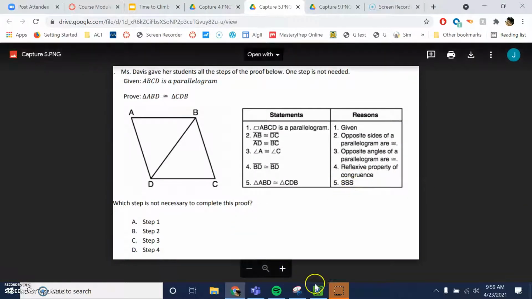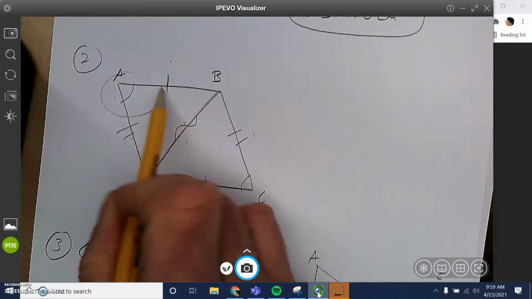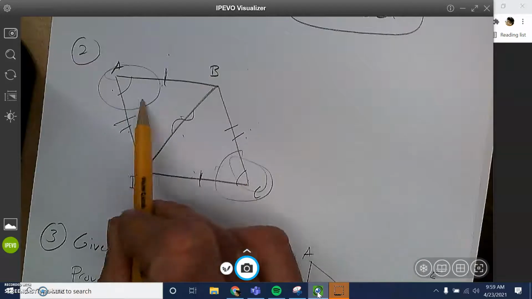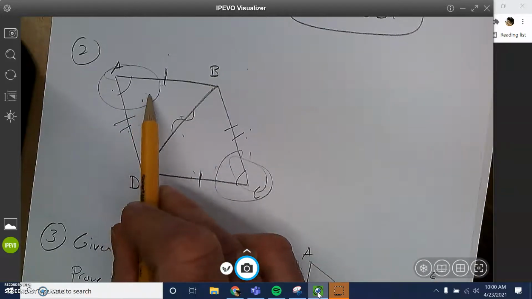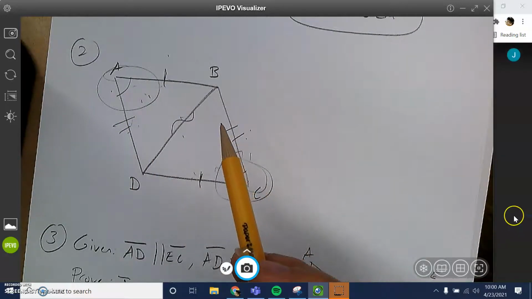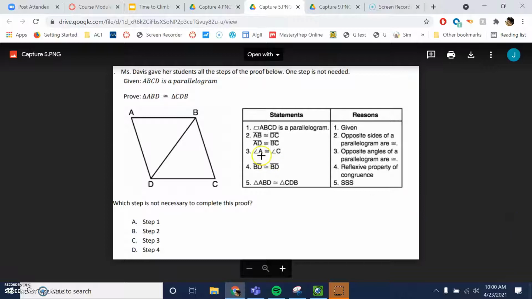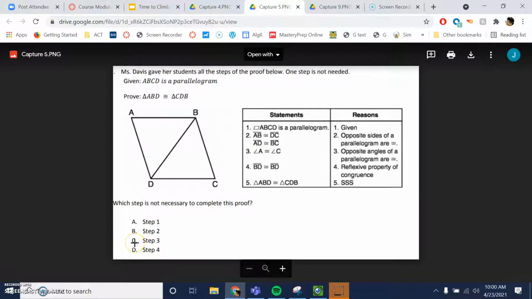So what do you not need in this picture? Side. We don't need this angle stuff. That was not necessary because all we're doing is proving side. We don't need this angle because we have side, angle, side. If it said side, angle, side, that'd be good, but it doesn't. It just says side. So step 3 is unnecessary. So that would be C. There we go. All right, let's try this one out.